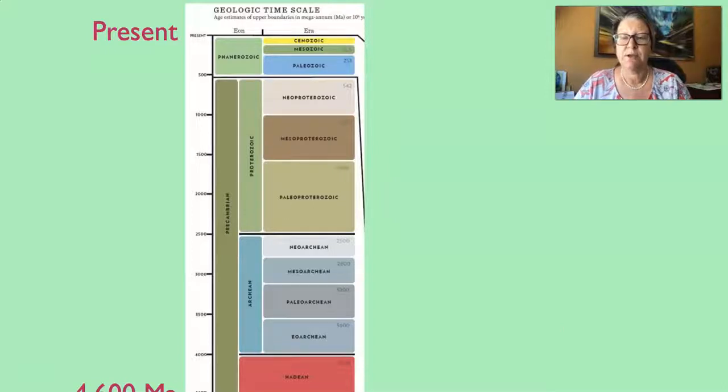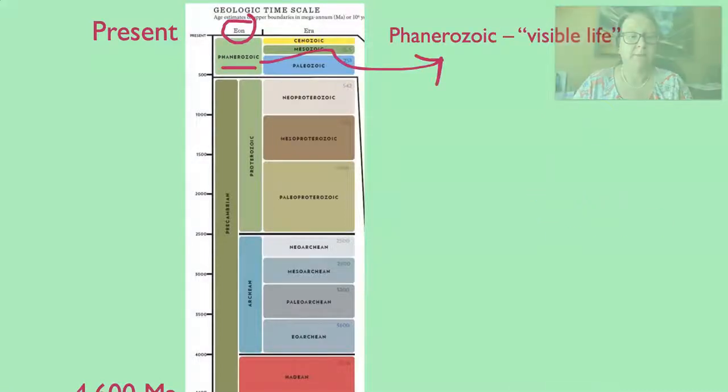So Earth history is divided into different chunks of time, and the largest chunks are called eons. Just like time is divided into centuries, which are divided into smaller parts called decades, which are divided into smaller parts called years. And there are two eons that I'd like to show you now. The Phanerozoic is the one that we live in, and that means visible life.